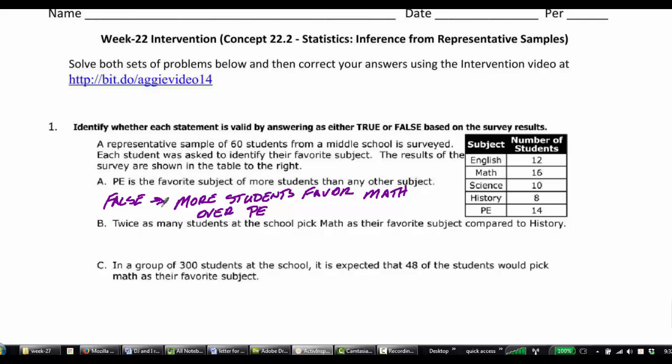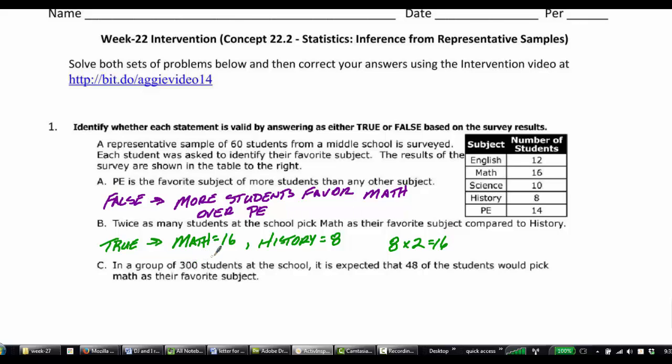Second question. Twice as many students pick math compared to history. That's a true statement. How do I know it's true? Well, math equals 16. History equaled 8 students that picked it, and 8 times 2 is 16, so twice as much. 8, double it, you get 16.